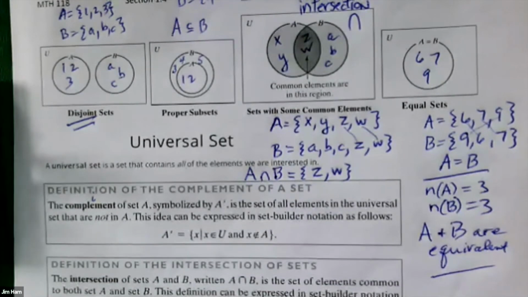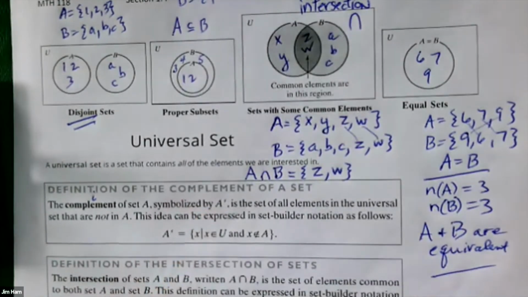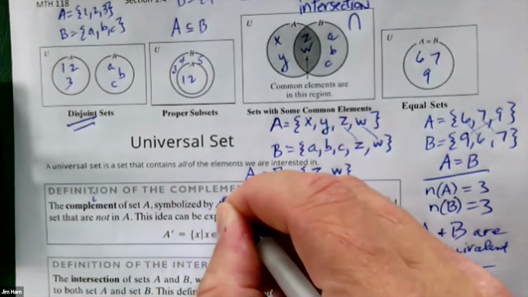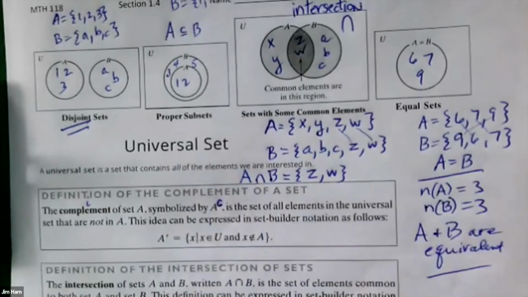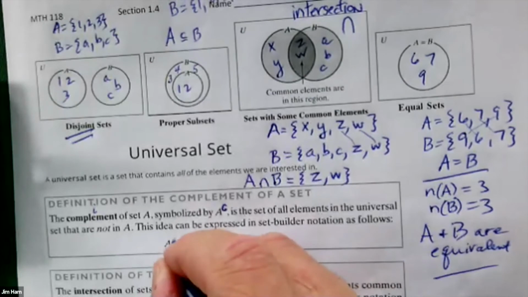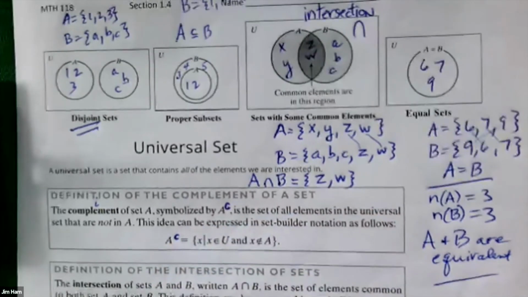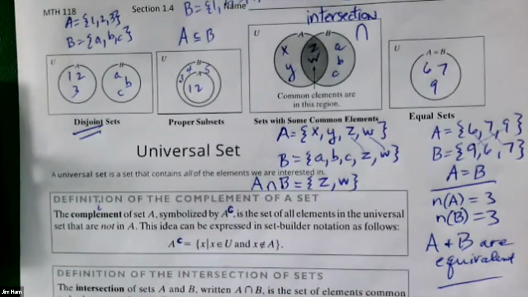Now, some books use the apostrophe to mean complement. Our book uses a little superscript C, A complement. So that's what I'm going to use, so it's consistent with what you see on the Newton Alta site. So in this section, wherever you see an apostrophe, that means complement, but also the superscript C also means complement.